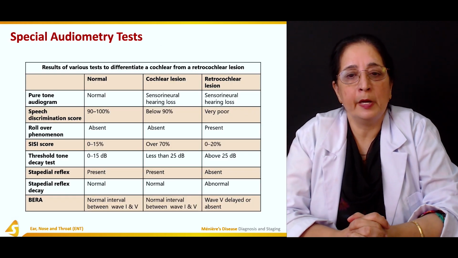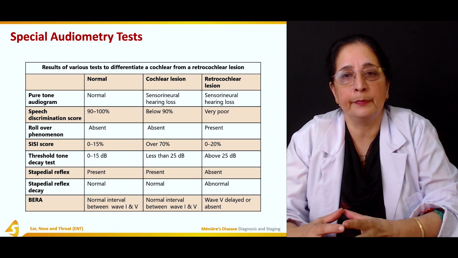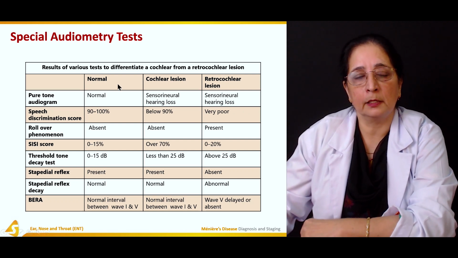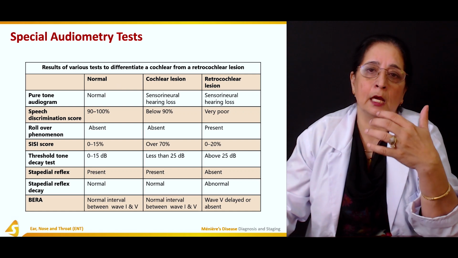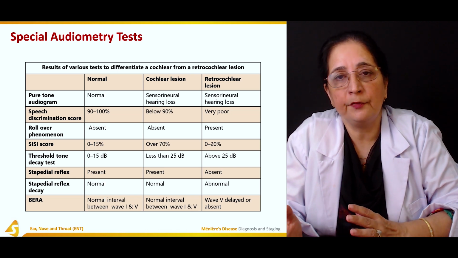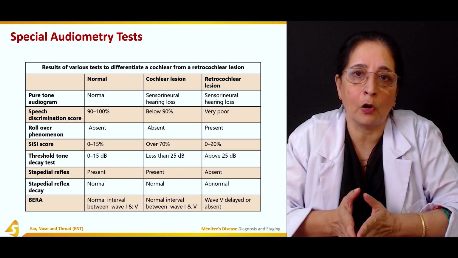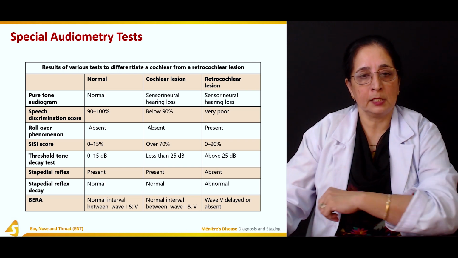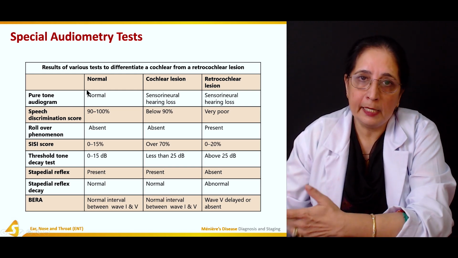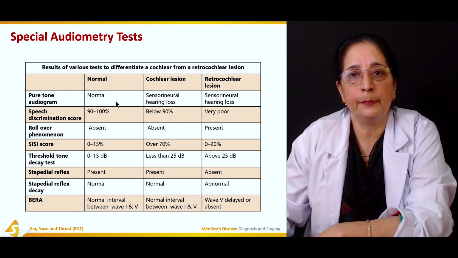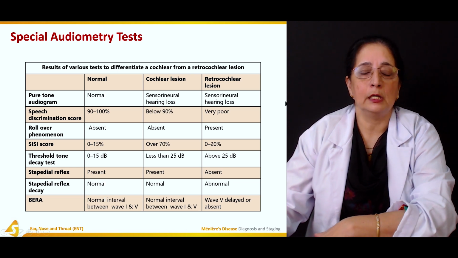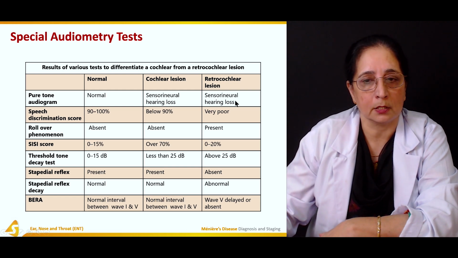Now, what are the differences between the different special audiometry tests? These tests are mainly performed to differentiate cochlear lesions from retrocochlear lesions, and to see how a normal patient will present. First is the pure tone audiogram. It is normal in normal patients. In a cochlear lesion, the patient will present with sensory neural hearing loss, and in a retrocochlear lesion also sensory neural hearing loss.